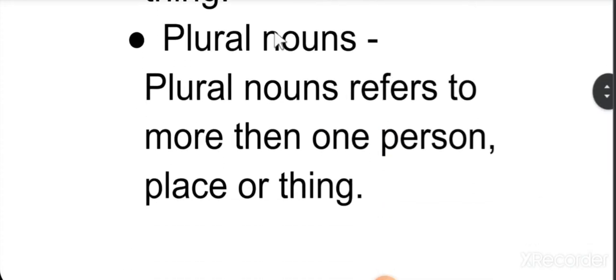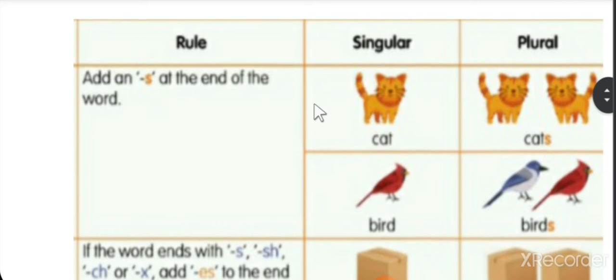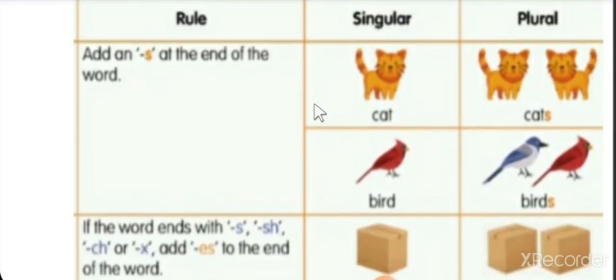Plural nouns refer to more than one person, place or thing. Plural nouns are used for more than one person. So here I can explain again: if there is only one cat, we will call it singular.